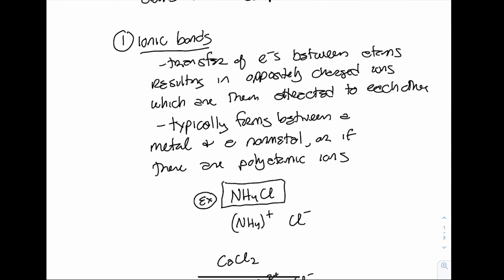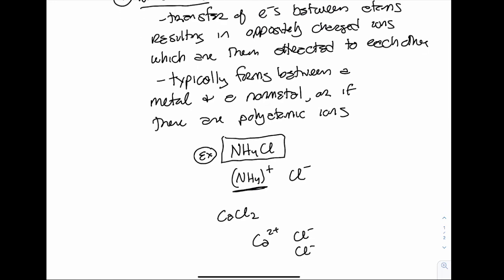So ionic bonds, a transfer of electrons, oppositely charged particles, oppositely charged atoms or ions, or I could have polyatomic ions, right? A group of atoms that function collectively as an ion. And then those opposite charges are attracted to each other, right? Positive to the negative, resulting in our ionic bond.